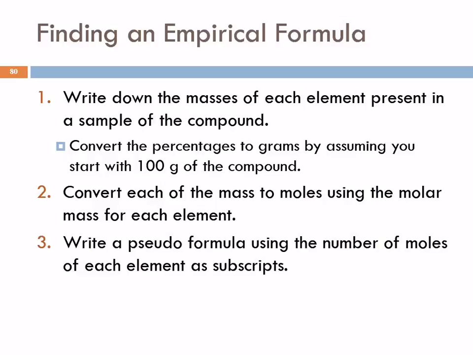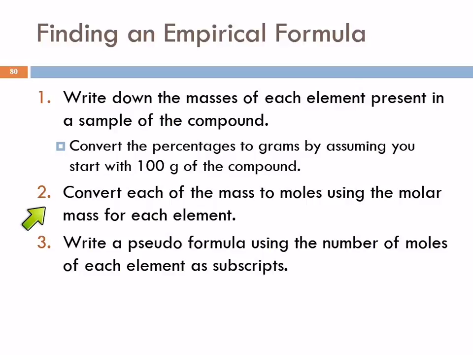So the first thing is we need to identify and write down the masses of each element that are present in a sample of the compound. Sometimes they'll say, well, there was 0.5372 grams of carbon, and that's great. And other times, though, they'll give you percentages. We can convert the percentage to grams by assuming that we're starting with a 100-gram sample. Because if it's 75% phosphorus, if we had a 100-gram sample, that would mean 75 grams are phosphorus. So when you're given a percentage, just call that the mass.